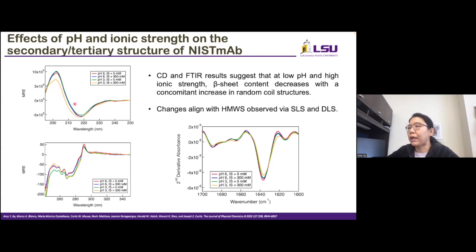But if we look at the fine details of the spectra, these results suggest that at low pH, at pH 3, and high ionic strength, in this case 300 millimolar, the beta strand content decreased with a concomitant increase in the random coil structures. This is in line with the light scattering results, where we found that antibodies form high molecular weight species. So such secondary structure change may have something to do with the formation of these higher order structures.